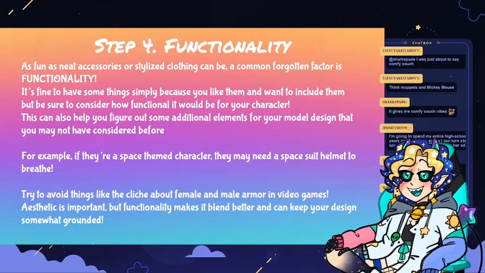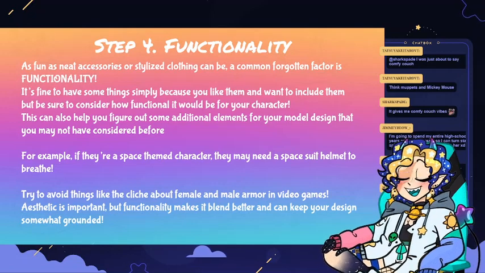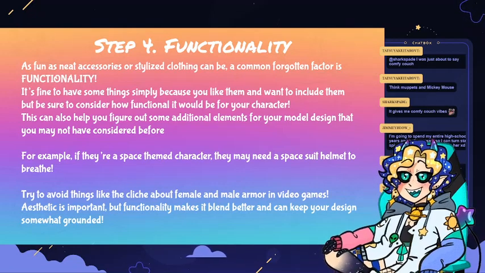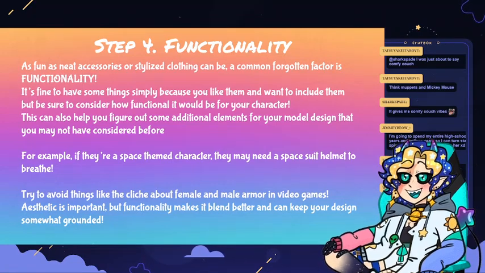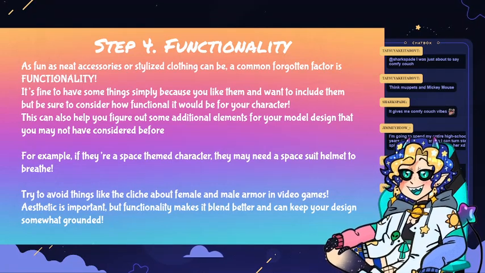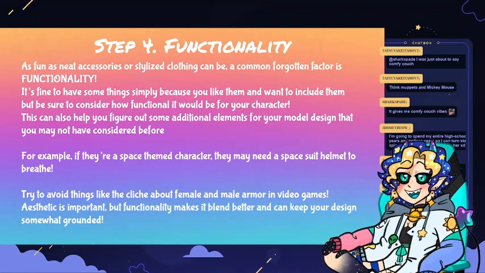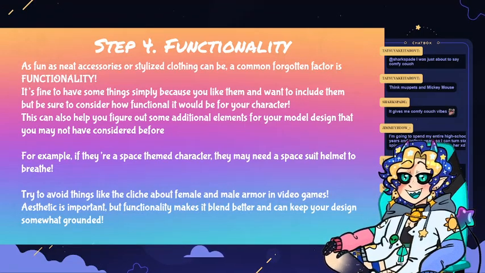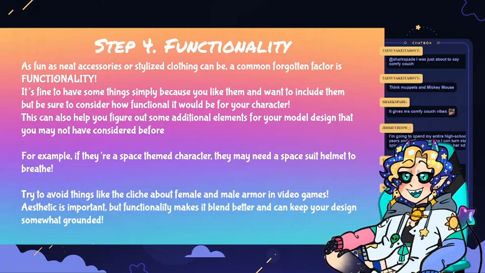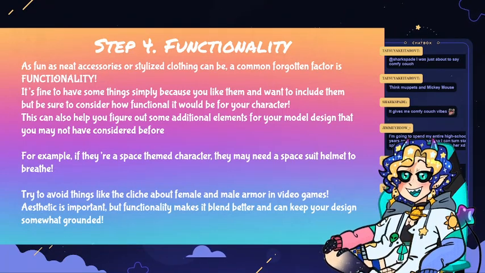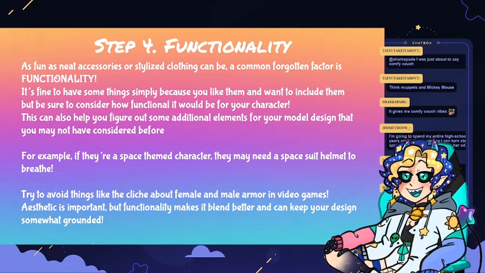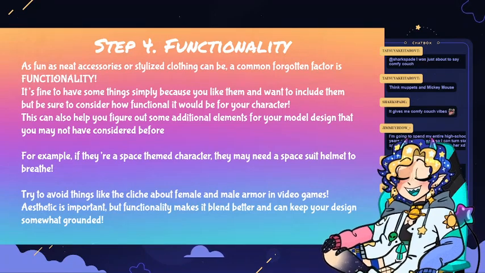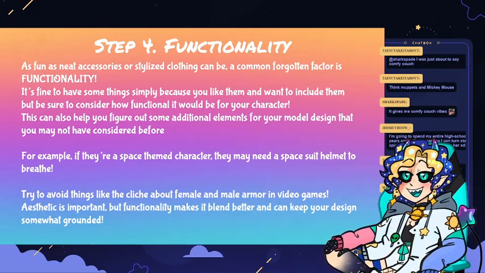So this can help you figure out some additional things for your model that you might not have considered before, but it can also help you realize, if your model's looking too cluttered so far in your concepts, what you can trim away. So it can help you add some things, and it can also help you trim the fat, you know? So, if they're a space-themed character, they may need a spacesuit helmet to help them breathe, and that's something you might not consider. I did actually have that as a concept for my character, but we'll talk about that in a minute.